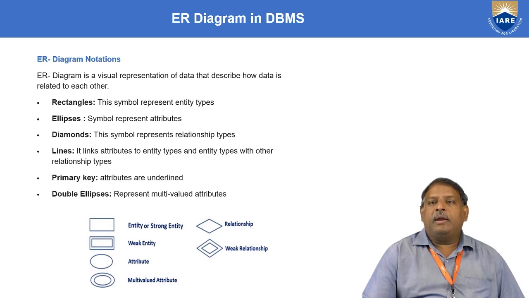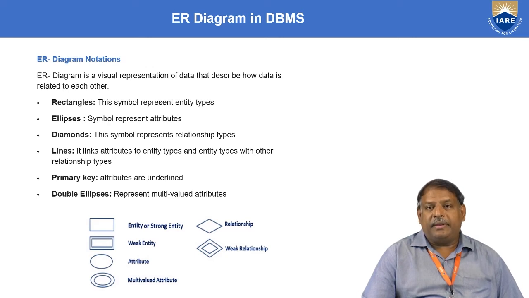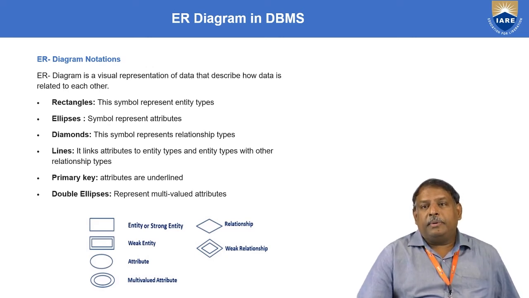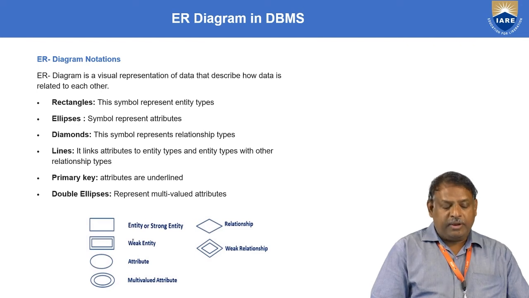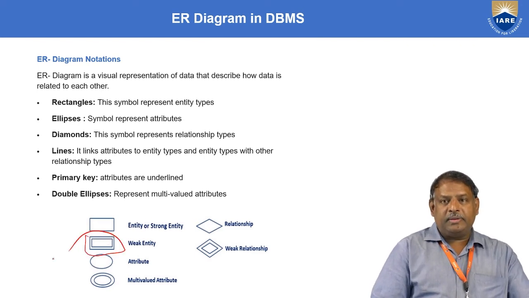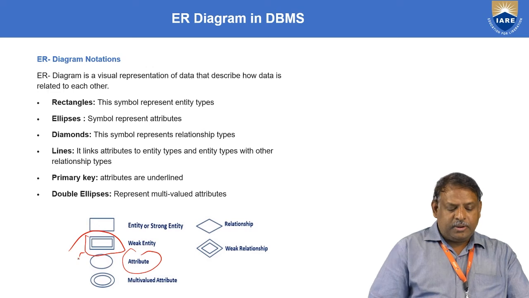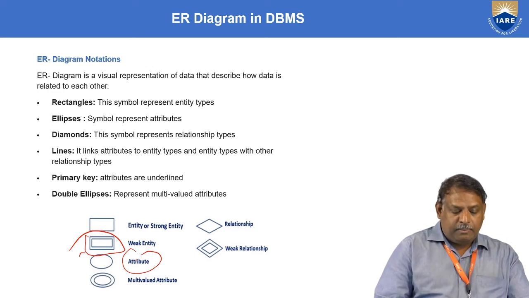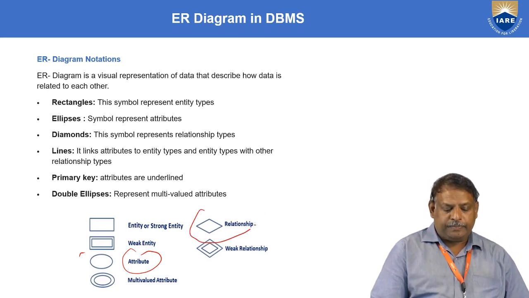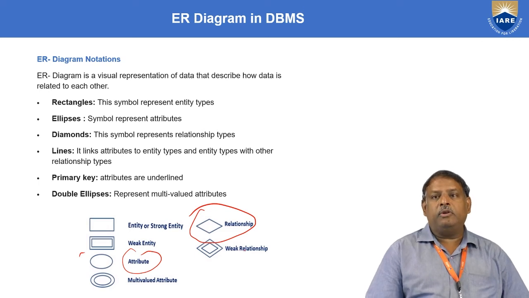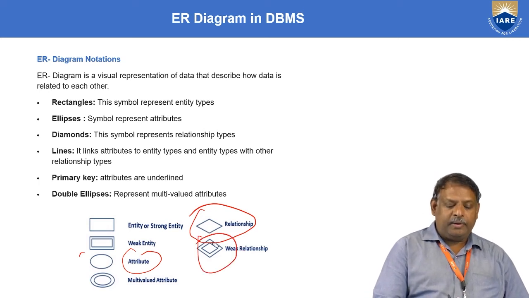Primary key attributes are underlined. Crossed lines are weak entities. Double ellipse represents multi-valued attributes. So if an entity is strong, a weak entity will be in two rectangles. Multi-valued will be in a double ellipse. The strong relation will be like a rhombus, whereas the weak relation will be a double-lined rhombus.